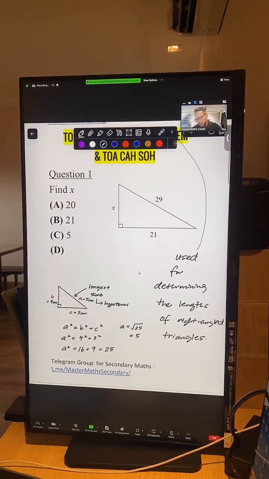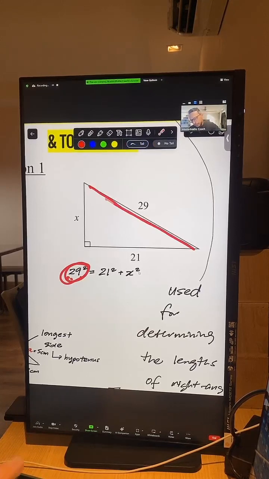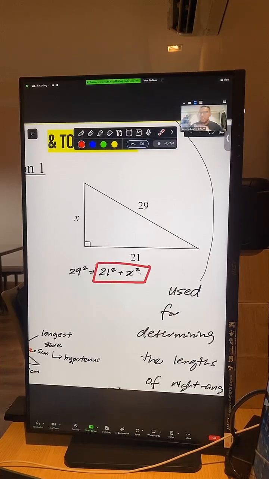So in this case, we know that 29 square equals 21 square plus x square. Can you all see that? 29 square equals 21 square plus x square. Always remember, the longest side is always by itself on one side of the equation, and the other two sides will form the other side of the equation. So you have 21 square plus x square.